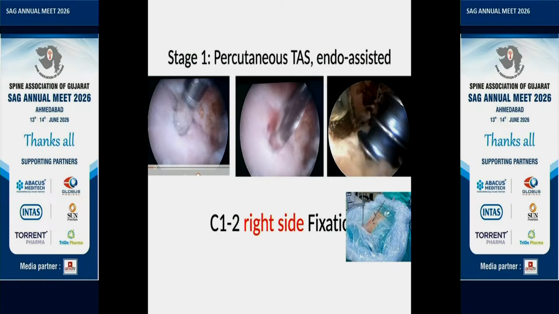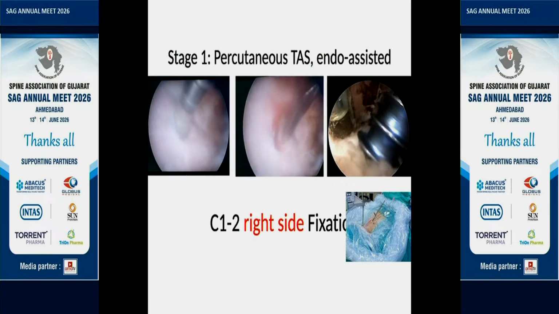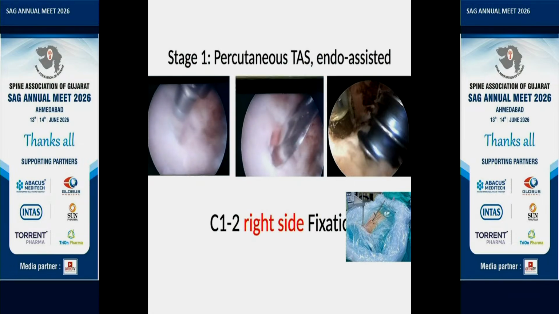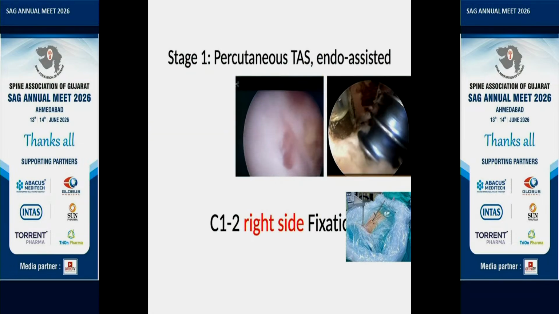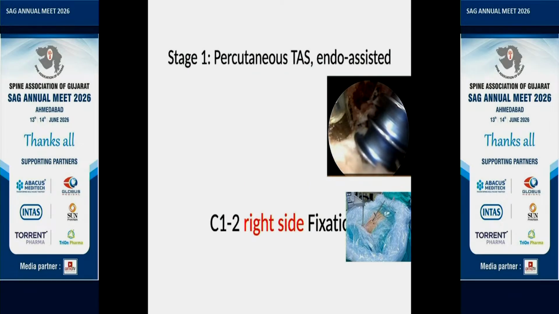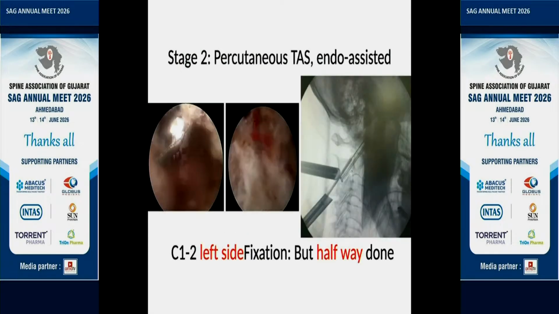Coming to stage 1, percutaneous transarticular screw endoscopic assisted fixation is done on the right side. Drilling is done, then the guide wire is inserted, then under endoscopic vision the screw is inserted. Then to the left side, but only up to halfway. Why? Because we are worried about the vertebral artery anomaly.